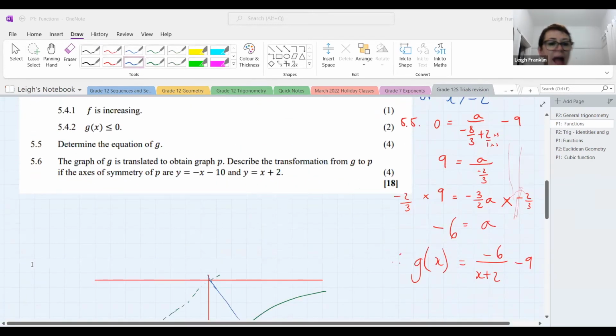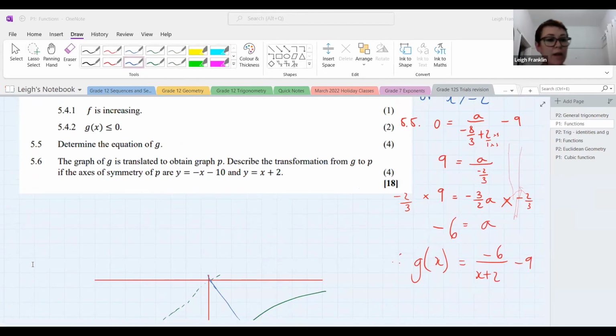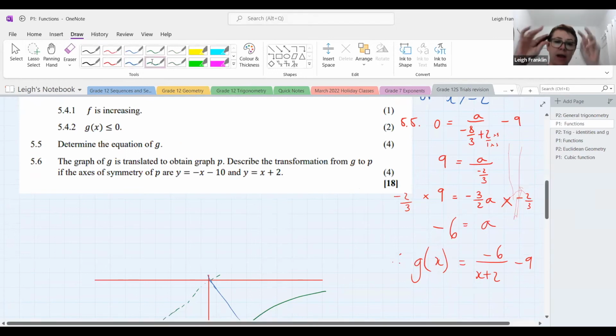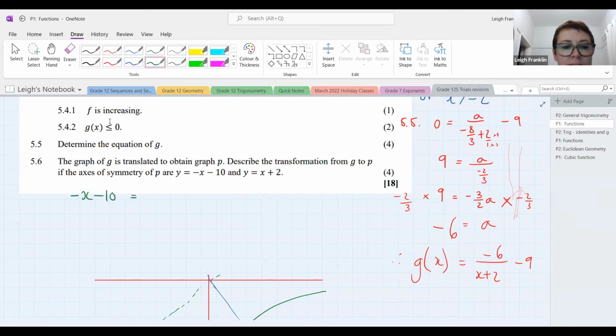Once this transformation has taken place, these axes of symmetry are still intersecting one another at our new origin. So we can make them equal to each other. So minus x minus 10 is equal to x plus 2, because they're equal to one another. Let's collect x on one side. So that's minus x minus x equals 2 plus 10. This gives us minus 2x is equal to 12. Divide both sides by -2. x would be equal to -6.